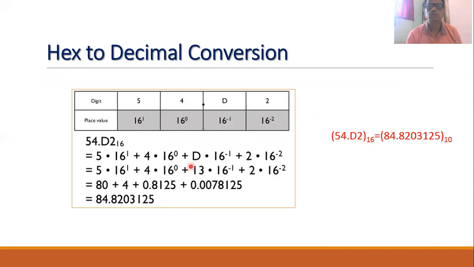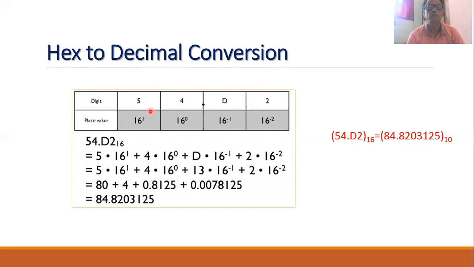So this is the process that can be done to obtain the decimal equivalent. Suppose this is the number 54.D2. Now I will write the weight of each hexadecimal digit. For this 4, the weight will be 16 raised to 0. So we have to start from this point to the left hand side, and the weight will go on increasing.